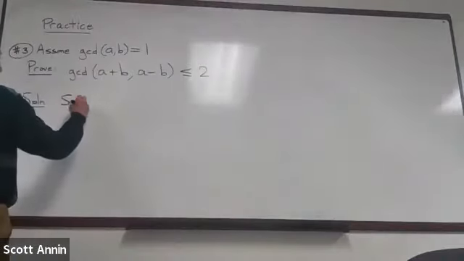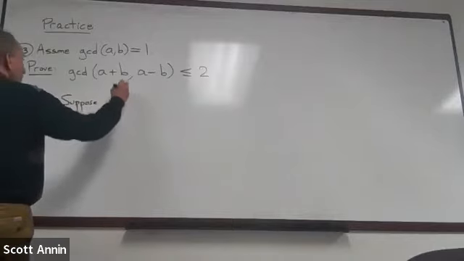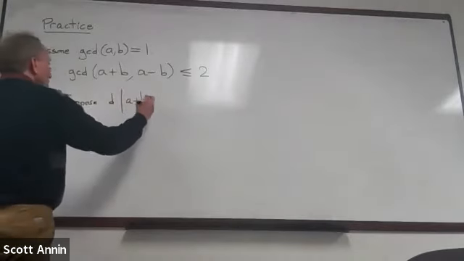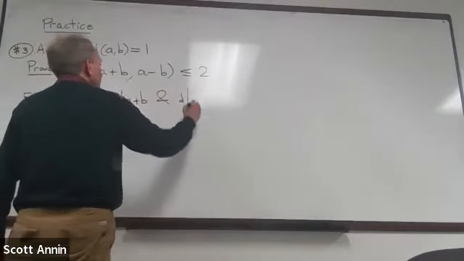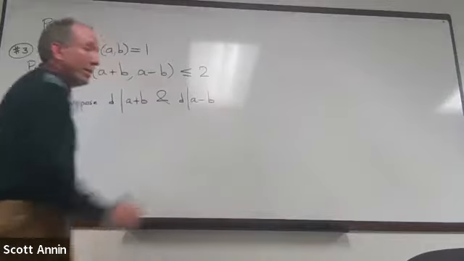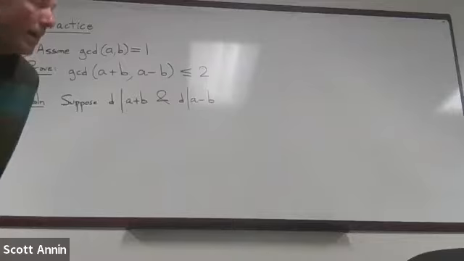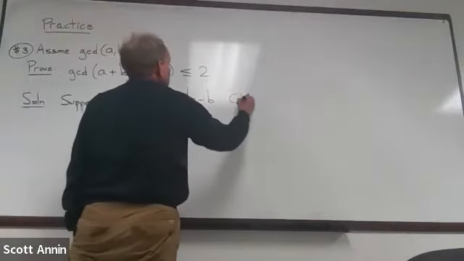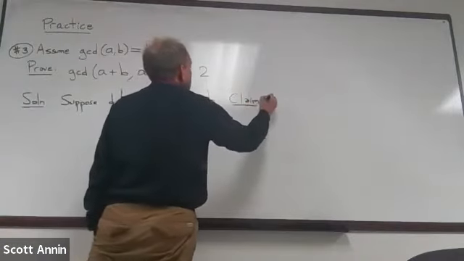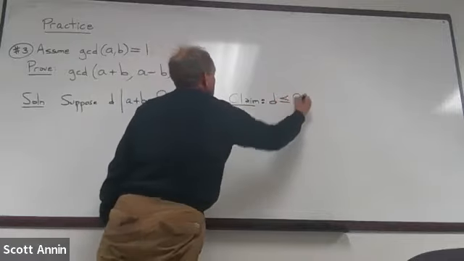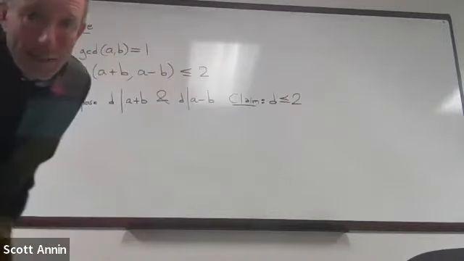Let's suppose we have a divisor. Suppose that D, let's suppose we have a common divisor, I'll call it D, and that D divides both of these numbers, A plus B and A minus B. I'd like to show that D is at most 2. This is the claim.